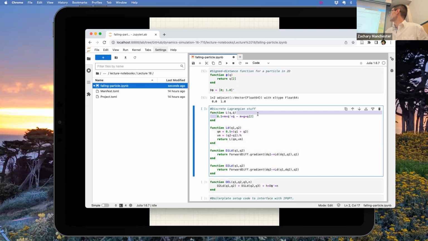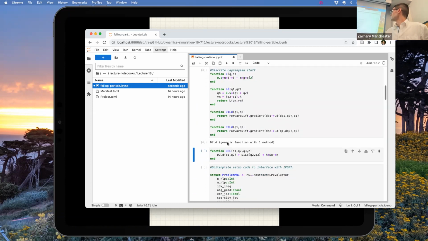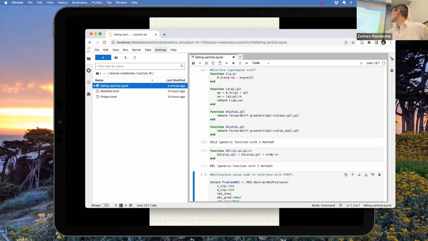So here's the Lagrangian, the original one. Then here's the midpoint discretization thing. Then here's the derivatives, which I just compute with forward diff. Here's that discrete Euler-Lagrange equation with the contact force stuff, just like we wrote in the notes.